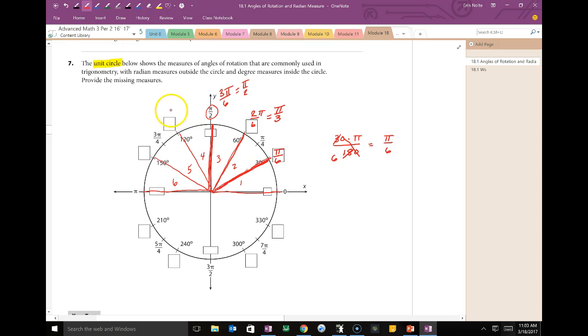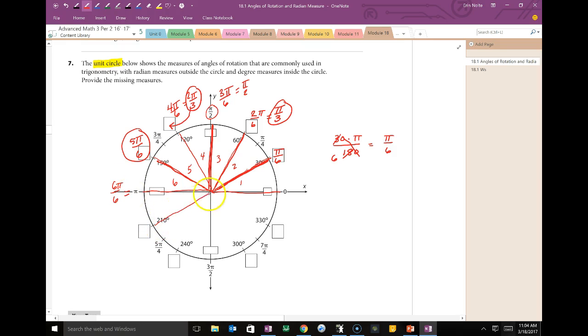Okay, then I'm at 4 pi out of 6. There's 4 sections. So that reduces to 2 pi out of 3. So that is this angle right here. Okay, if I keep going, my next one would be 5 pi out of 6. 5 pi out of 6 cannot reduce, so that angle is 5 pi out of 6. Now I'm at 6 pi out of 6, which is equivalent to pi.